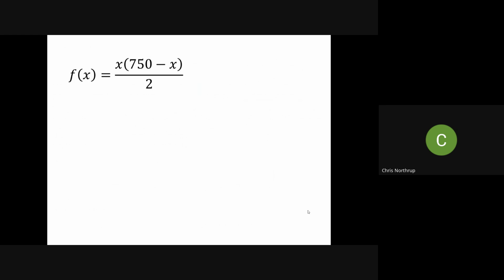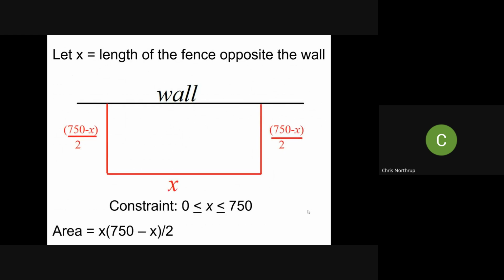So looking at that function, I can do a little bit of algebra, pull that 1/2 out. I can also distribute. I haven't done any calculus yet, but I made the calculus a little bit easier because as it was written here, I'd have to do a product rule. I don't want to do that. So instead I can distribute. Now when I find my derivative, things are rather simple. And then when I set that derivative equal to 0 to find my critical numbers, it looks like I get 375. Notice that 375 is between 0 and 750.